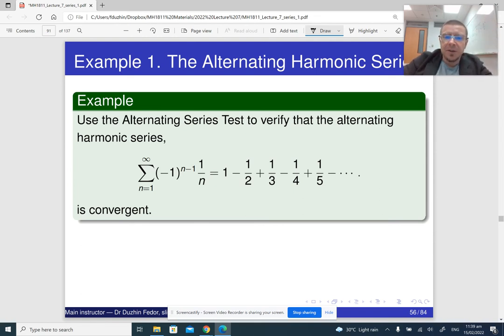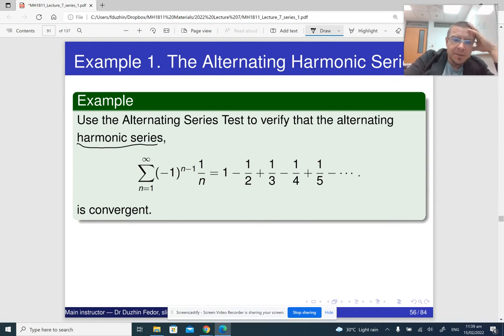It is very similar to the harmonic series, only we introduce (-1) to the power n minus 1, and then it changes everything. Remember that the harmonic series itself diverges, but once we introduce plus and minus signs, it starts to converge.